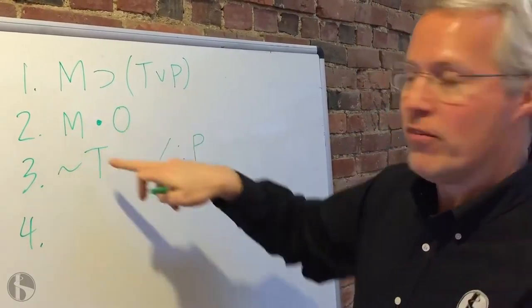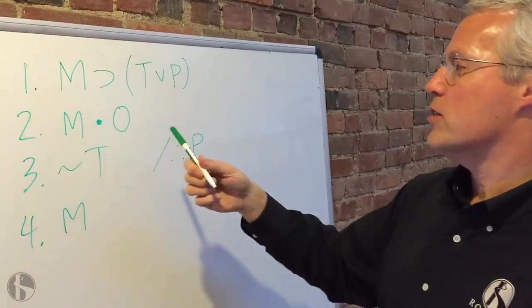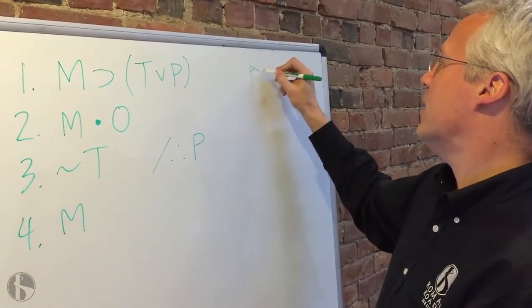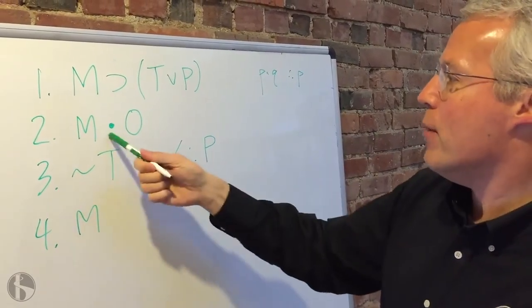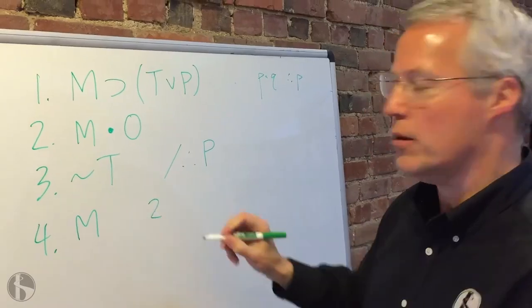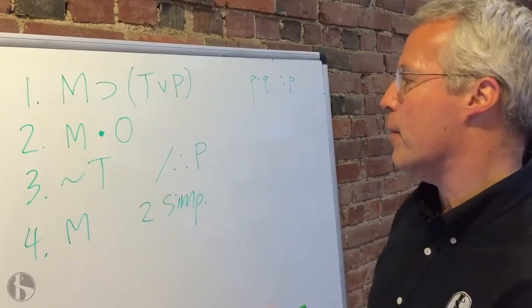I can get an M out of M and O by simply simplifying it. The rule of simplification says P and Q, therefore P. Here I have M and O, therefore M. So I took premise number 2 and I simplified it to get M.